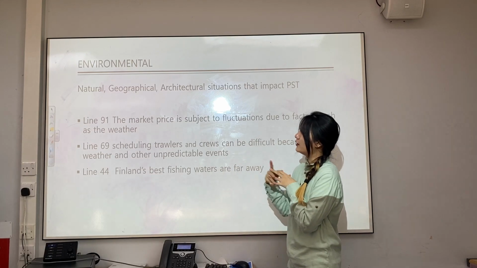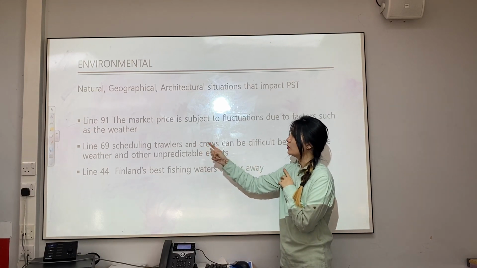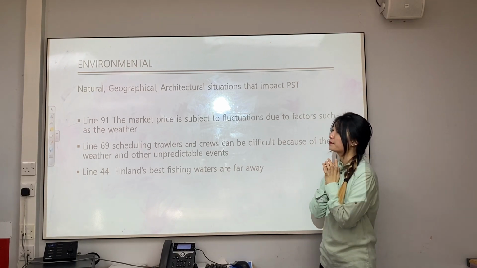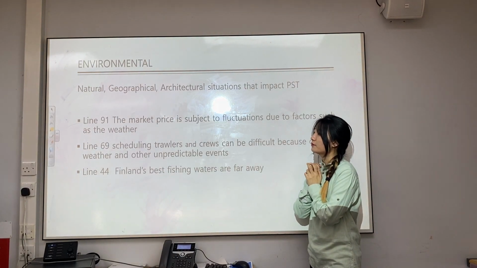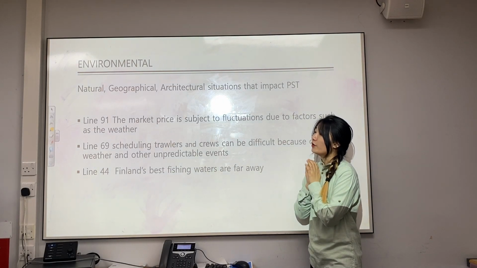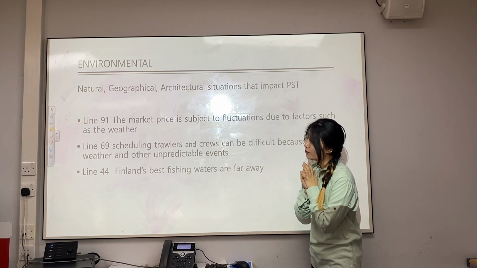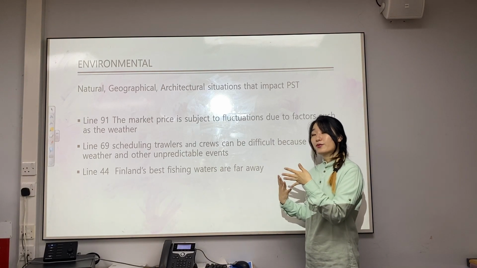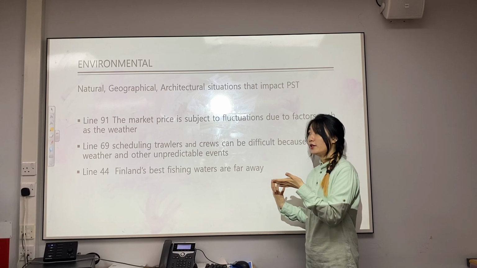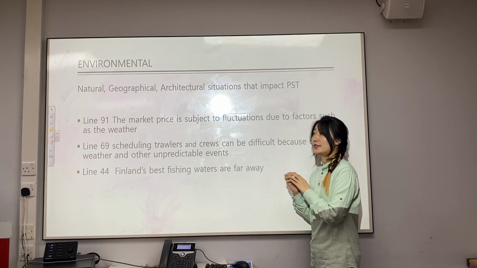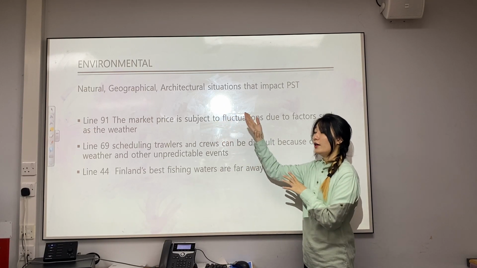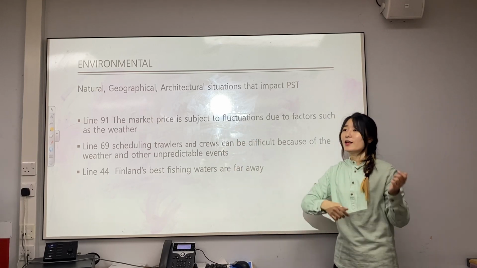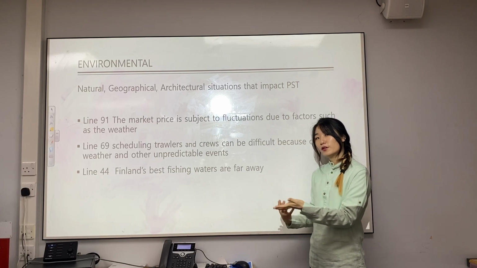So first, in line 91, it says the market price is subject to fluctuations due to factors such as weather. Because we are a fishing industry and we are by the coast, and it's Finland where there are seasons, weather is unpredictable. It could be windy one day, rainy one day, and it's going to impact PST. So how does the environment impact PST? It could have different types of climates, hence impacting their schedules for fishing.